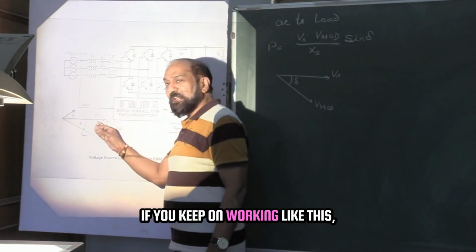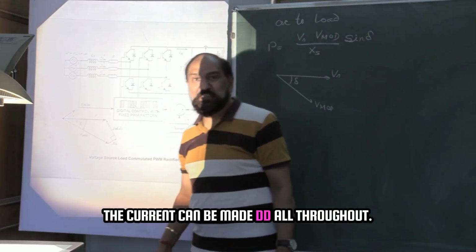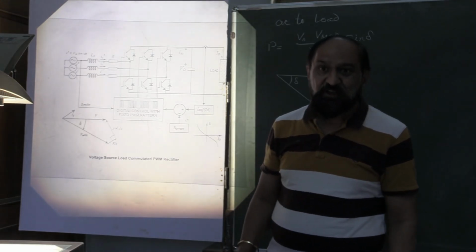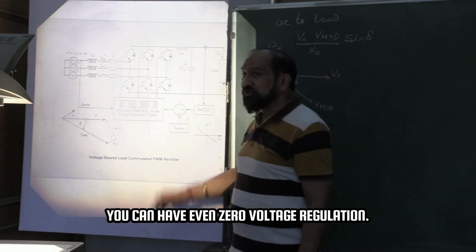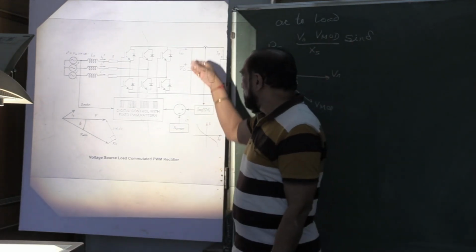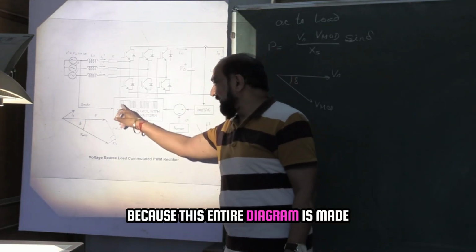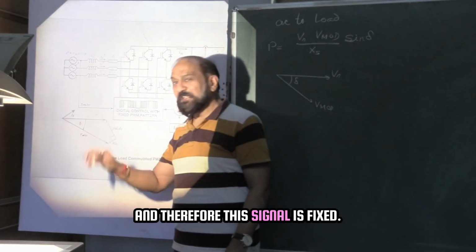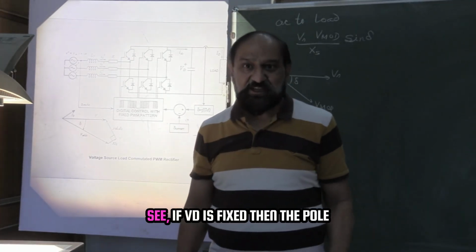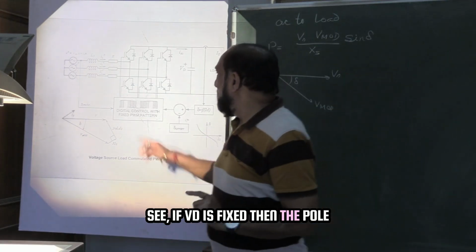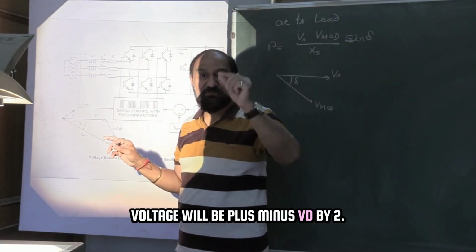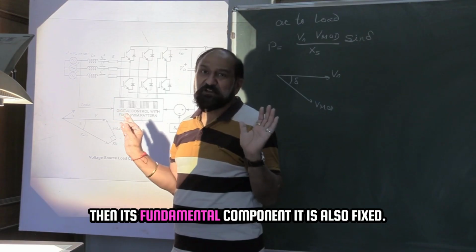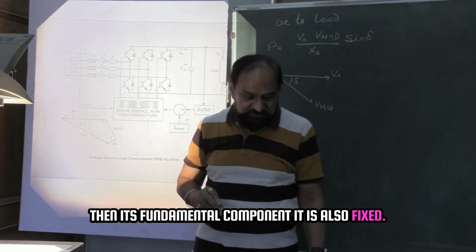If you keep on working like this, the current can be made leading all throughout. You can have even zero voltage regulation, because this entire diagram is made assuming this voltage to be constant, and therefore this signal is fixed. Say if VD is fixed, then the pole voltage will be plus minus VD by 2, and if the pattern is fixed, then its fundamental component is also fixed.